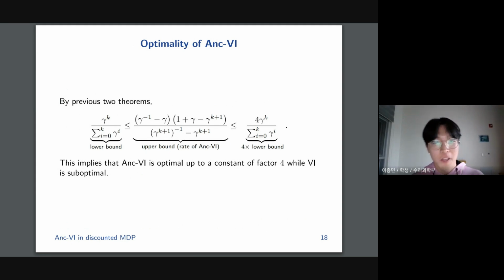Based on this theorem, we can now establish the optimality of NPI. If you see this inequality, the left term indicates the lower bound, the middle term indicates the rate of NPI, and the right term indicates 4 times the lower bound. This inequality says that our NPI is optimal up to a constant factor of 4 by matching the lower bound, while value iteration is suboptimal.